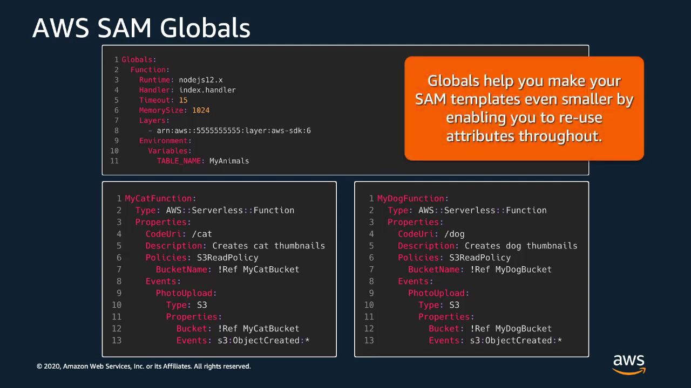So bottom line, globals help you make your SAM templates even smaller by enabling you to reuse attributes throughout. Take advantage of the globals. Even if I have one Lambda, in my standard template I use the globals. You can also use globals for API, and there are some different areas where you can use that. So that covers most of the SAM template resources.